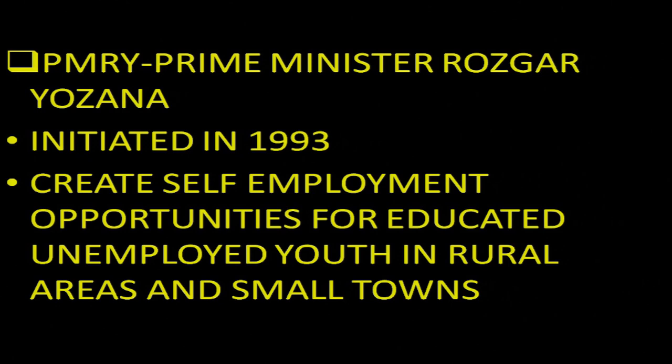Okay. Now another program which was launched or initiated in 1993 is the Prime Minister Rozgar Yojana, PMRY. And this Yojana also focused on what? Creating self-employment opportunities for the educated unemployed youth in the rural areas and small towns. Those who are educated but they are unemployed.